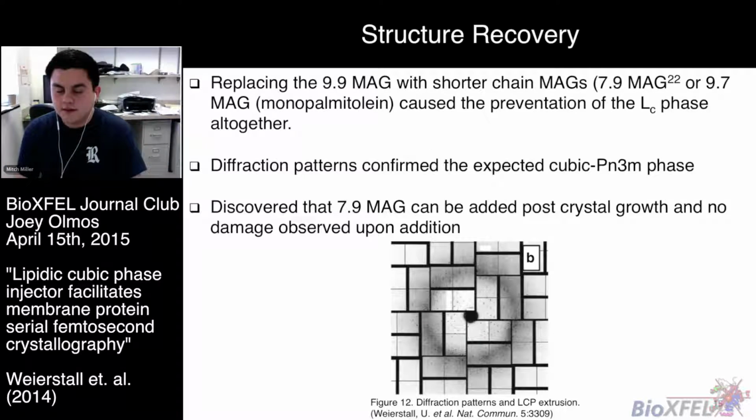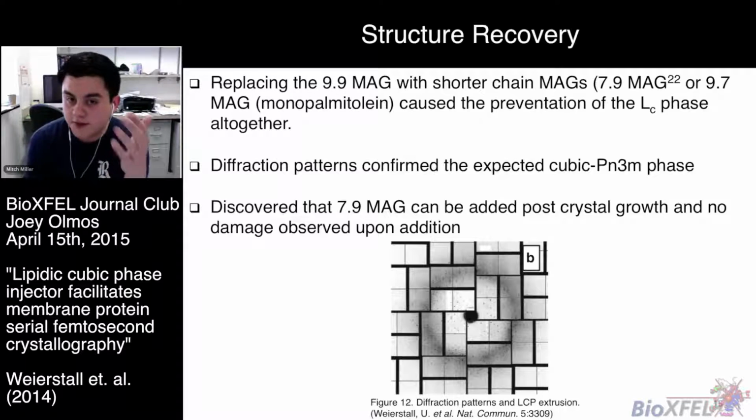And so then they thought about replacing the 9.9 MAG with a shorter chain MAG. They used 7.9 MAG, 7.7 MAG, or 9.7 MAG. I think ultimately they went with the 7.9 MAG, which did end up causing the prevention of this LC phase transition altogether.